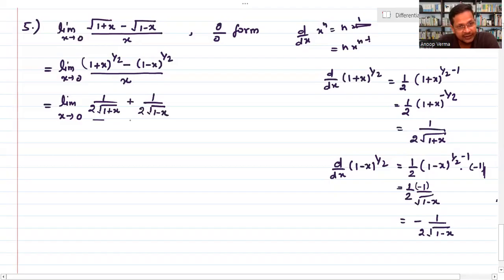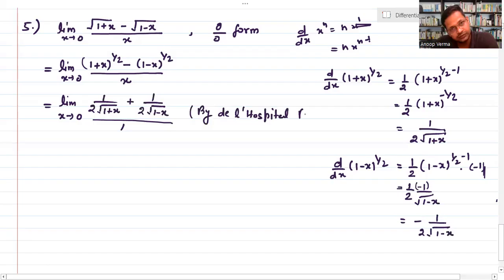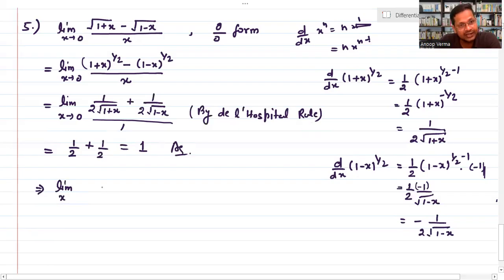And divided by x, whose derivative is 1, so by L'Hospital rule. Okay, so here when you put x equal to 0, now you will get the result. Here this is 1/2 and this is also 1/2, so from here you will get 1. So the answer of this limit is just equal to 1. This implies the limit of x tending to 0 of root of 1 plus x minus root of 1 minus x divided by x is just equal to 1. Okay. So we have completed 5 problems.